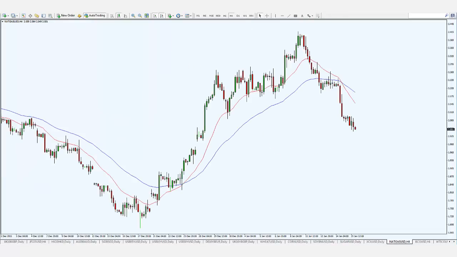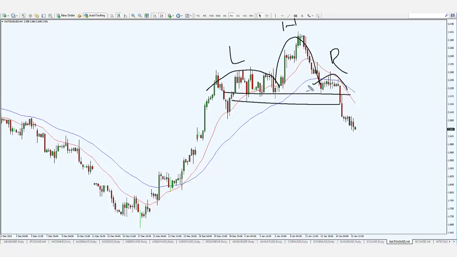On the weekly time frame, you saw that the trend is down. And on the 4-hour time frame, I noticed that there is a potential head and shoulders pattern, right? This is the left shoulder, this is the head, this is the right shoulder. A bit small, the right shoulder, but still I classify it as a head and shoulders pattern. This was the neckline.